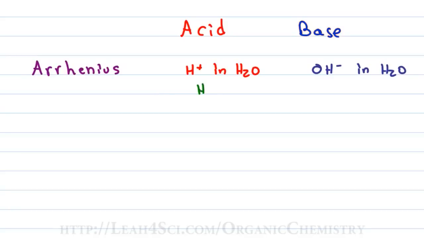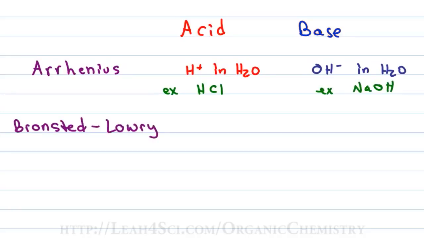Examples include HCl. When I drop HCl in water, it breaks up to give me an H+ and Cl-. And for a base, NaOH. It dissolves to give me an Na+ and an OH-. The next definition is Bronsted-Lowry. And don't think of this as a new definition. Think of this as a more complete definition, because the Bronsted-Lowry acid is something that will donate an H+ in solution. So we'll call it an H+ donor, and that solution does not have to be water.